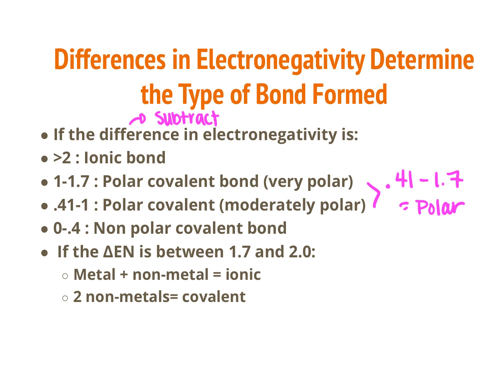If you look at this, there's kind of a gray area between 1.7 and 2. This is kind of fuzzy. It's definitely strongly polar, and it might even be ionic at this point. So the rule of thumb is, if you're in this gray area and you have a metal and a nonmetal, you will call it an ionic compound. If you have two nonmetals, you will call it a covalent compound. And if you call it a covalent compound, of course, it'll be polar covalent.